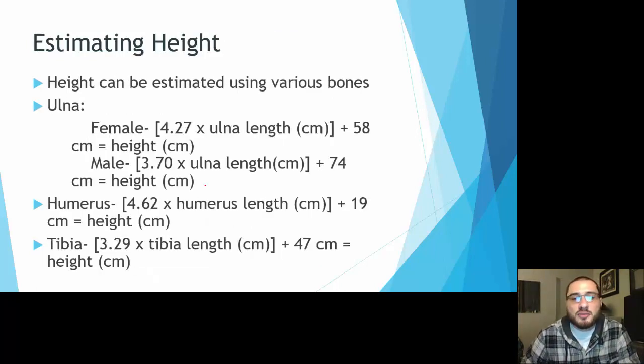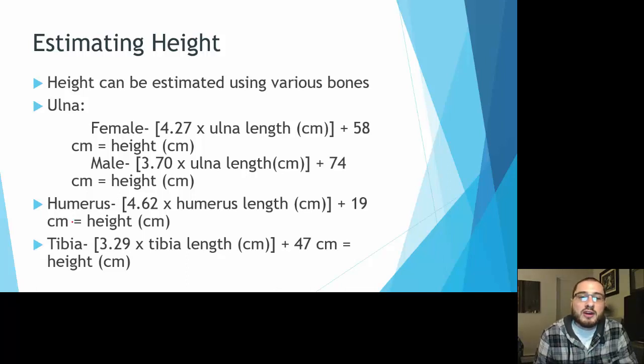And lastly, we can try to determine height based on calculations that forensic anthropologists have come up with, by looking at certain bones. So we can look at one of the forearm bones, take the length in centimeters, multiply it by this number, and then add 58 to it. That tells us the approximate height of that individual if we're looking at a female. There's another calculation for a male, and then we can also do it based on the humerus, based on the tibia. So different bones have different calculations.